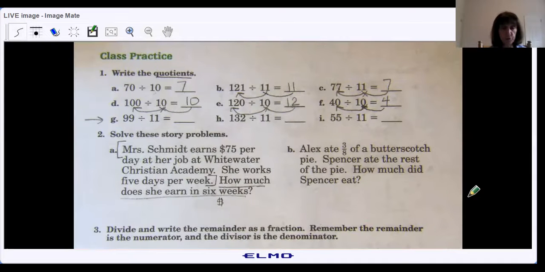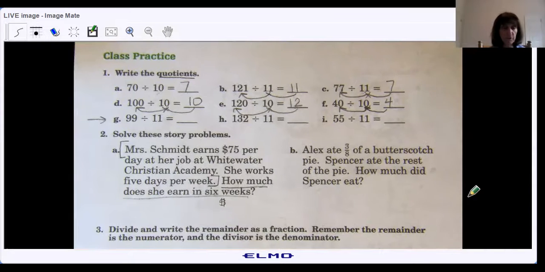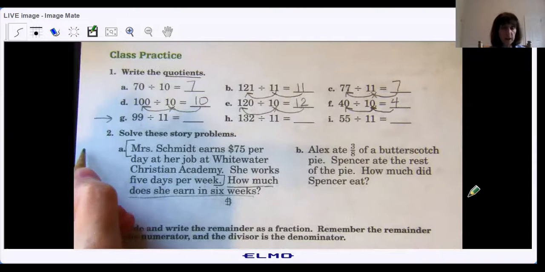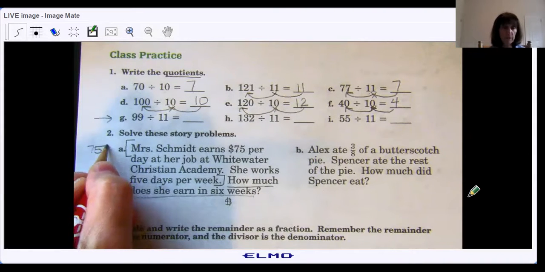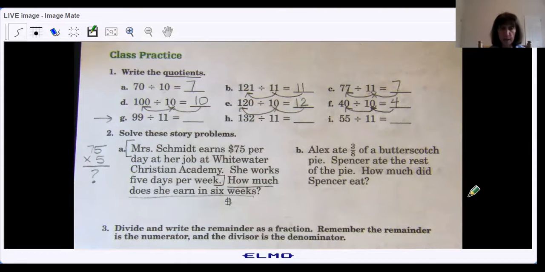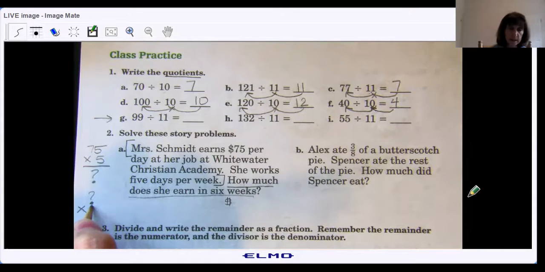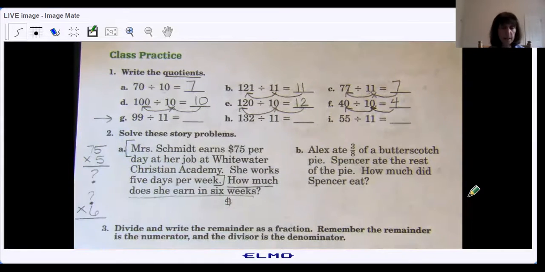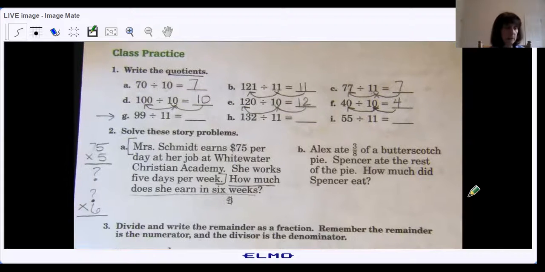Now, it's a 2-step story problem. So you're going to look at 75 per day, and she works 5 days per week. So 75 times 5 days, and you're going to get the answer. I'm not going to give it to you. And remember, it's dollars and cents. Now you have to do a second step. If she gets that much money 5 days per week, how much does she earn in 6 weeks? So what number times 6 is going to give you the answer? And that's going to be in 6 weeks. That's how much she earns.